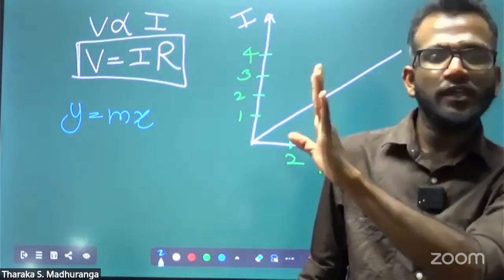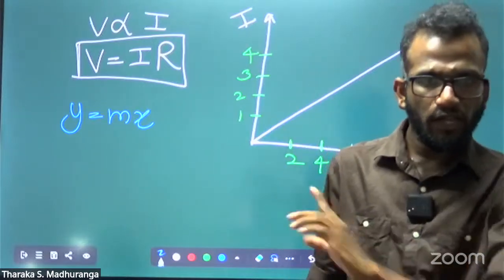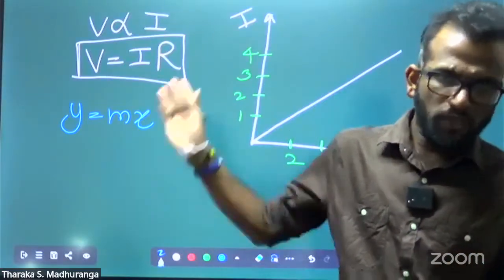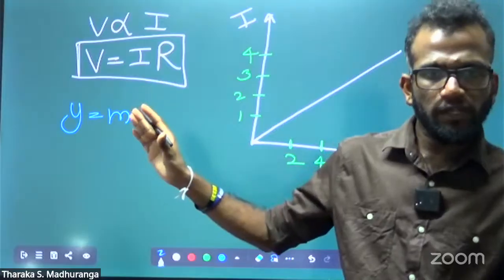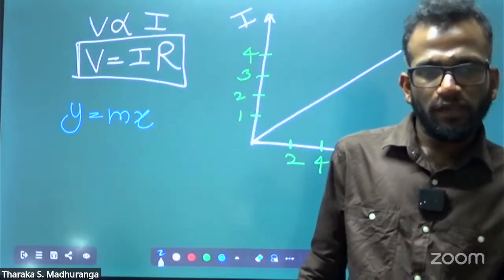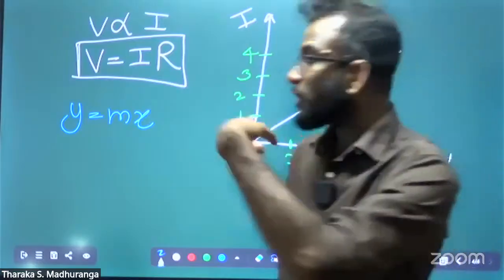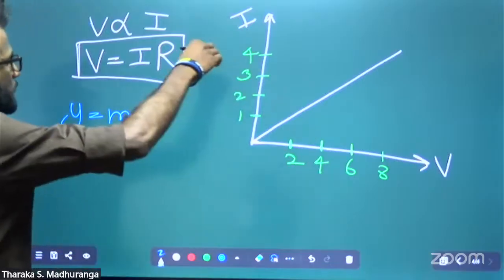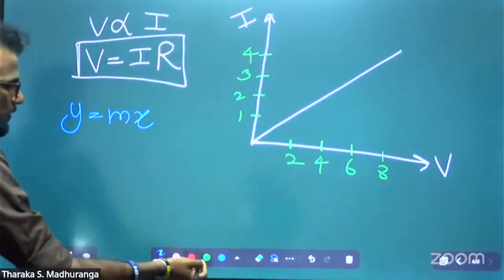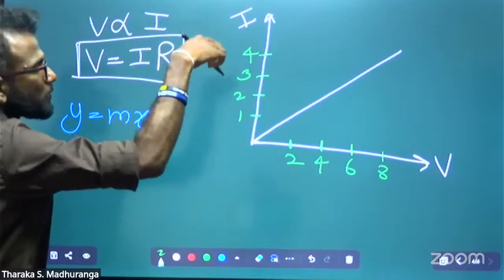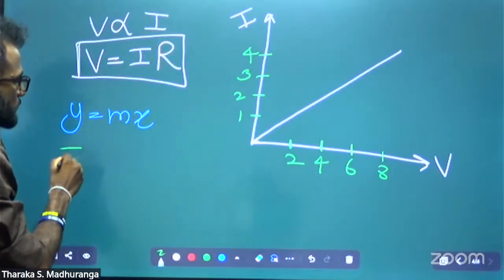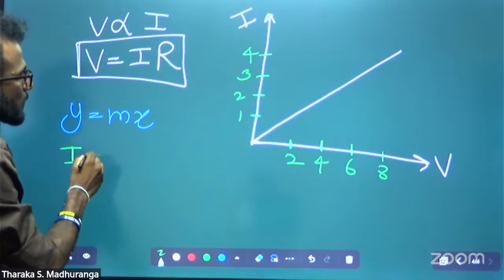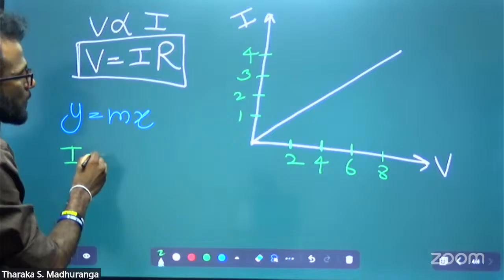Okay, everything you already know. This is a point you need to understand. Focus very well on this part. Others you can understand. V equals IR, you already know; even if I explain many times, you knew it in O level time also. But this point is important: y equals mx. Now, in this equation, the y value is I.